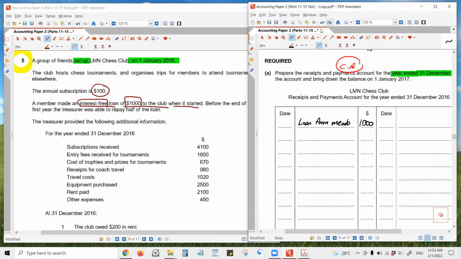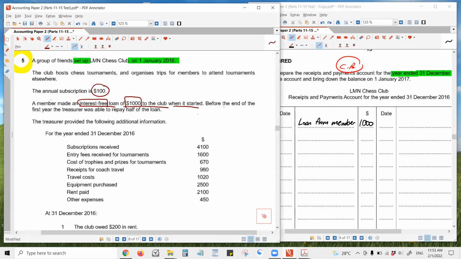Okay, now continue. Before the end of the first year, treasurer was able to, let me read this again. Treasurer was able to repay half of the loan. Oh, okay. Treasurer is a committee member. You know committee member? I believe your school has club or society, okay, for you to join. On the first day, usually they will do an election to elect who becomes president, who becomes vice president, who becomes treasurer and secretary, right? So treasurer is one of the committee members. Treasurer is somebody who is in charge of the money, okay?